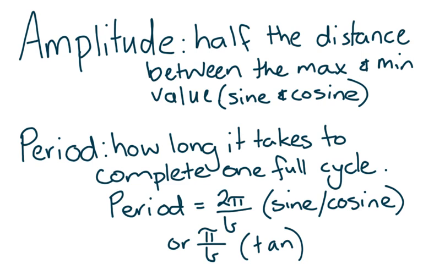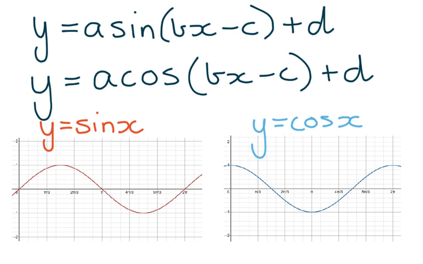The standard period for sine and cosine is 2 pi or 360 degrees, because it completes one full cycle within 2 pi or 360 degrees and then repeats over and over again for each lot of 2 pi. Tan, however, repeats after 180 degrees or pi. We'll talk a bit more about the tan function later, but to calculate the period, we do 2 pi over b, and b is the part of the formula you can see in this slide here.